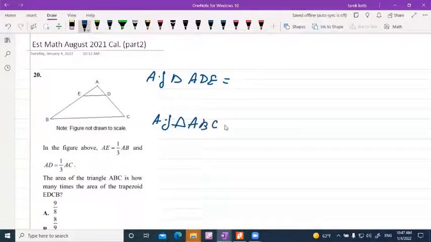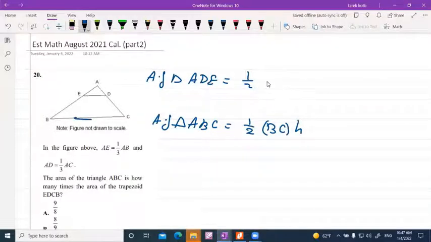The area of the big triangle equals half base times height, half times BC times the height H, the height of the triangle. And the area of the small triangle equals half times BC, no, ED. ED is also 1/3 BC, because the triangles are similar. The base here is 1/3 the big base, times the height also is 1/3 the big height.